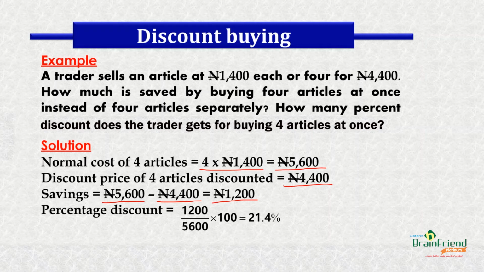And the percentage discount is 1,200 naira, which is the savings, over 5,600, which is the total amount it would have cost buying these articles individually. Then we multiply it by 100 and it gives us 21.4%.